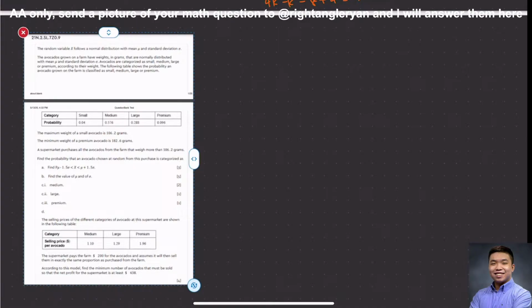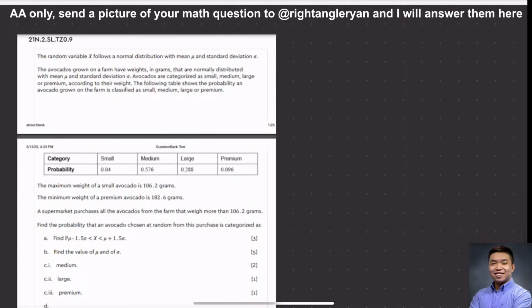Okay, next question. Again, another stats question, normal distributions. This is 21 November. Let me take out the 21 November paper. Paper 2. Nice.